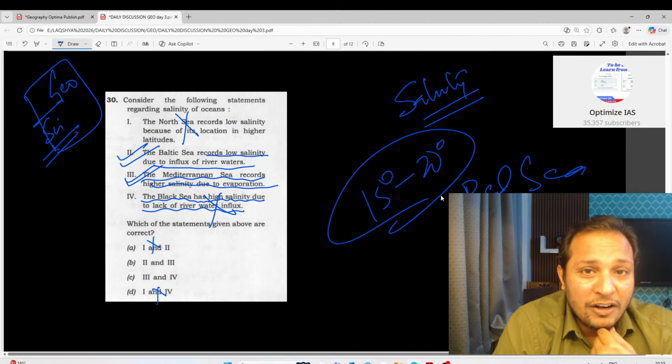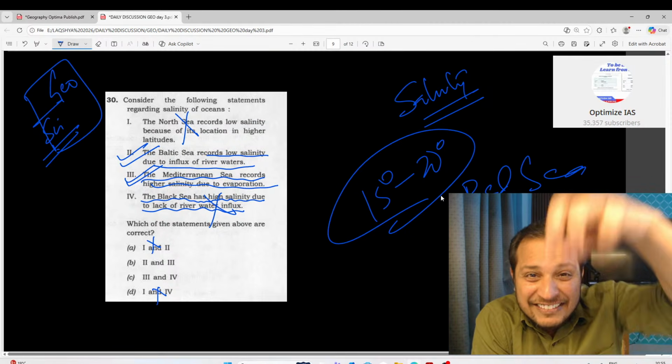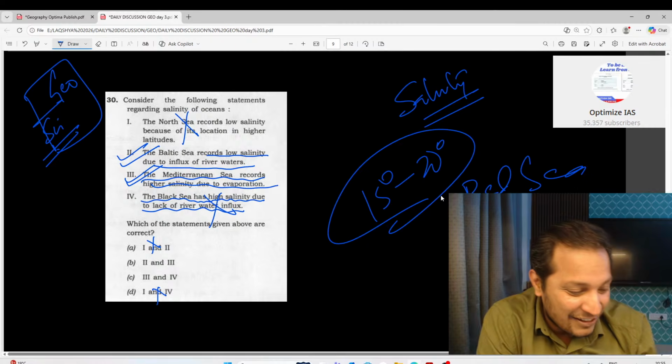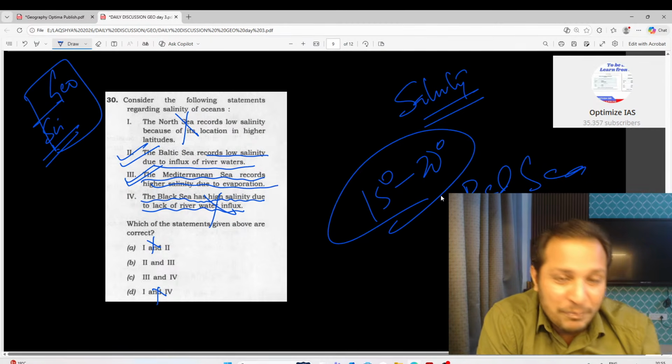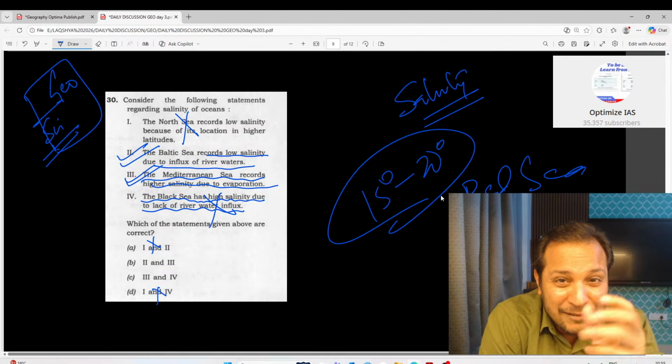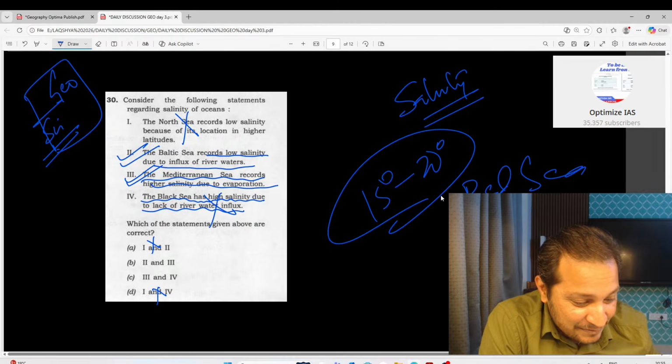Guys, Bay of Bengal or Arabian Sea? In the Bay of Bengal, a lot of rivers are coming. Rivers are coming into the Bay of Bengal. When rivers come, salinity will decrease or not?